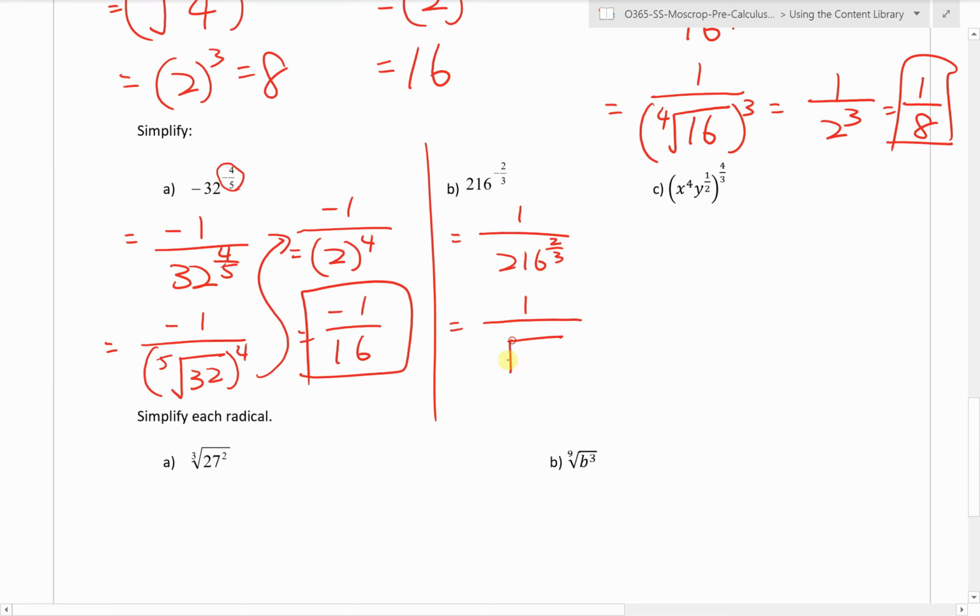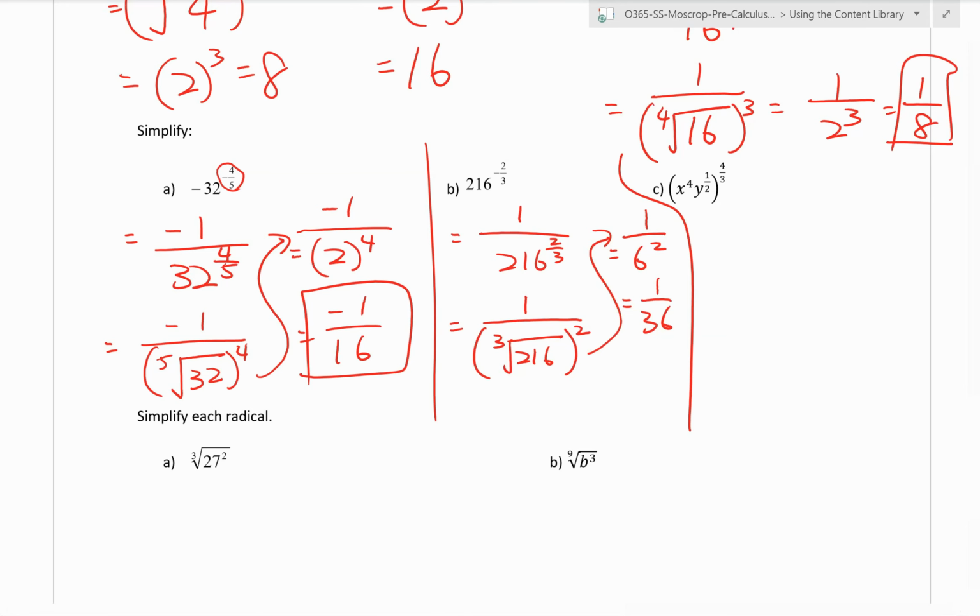I am going to change it into radical form. It's the cube root of 216 squared. And again, like I said, once you do enough, you'll know what the cube root of 216 is. It is simply 6. So this is turned into 1 over 6 squared, which is 1 over 36. Because again, the cube root of 216 is 6, because 6 times 6 times 6 is 216.